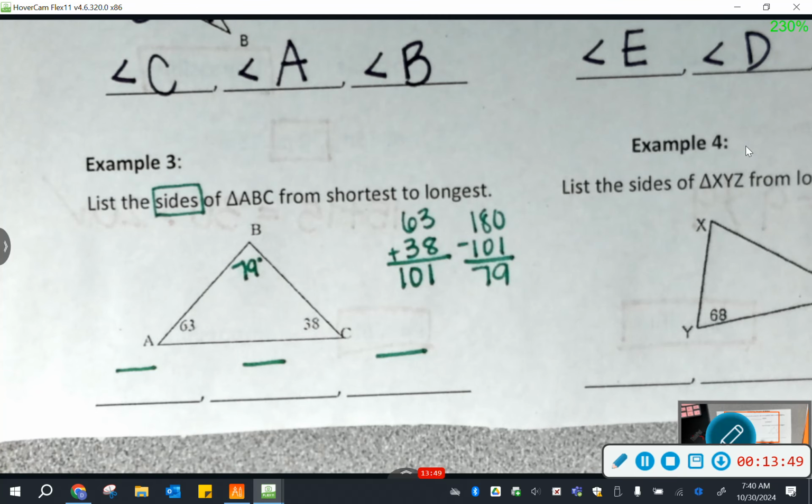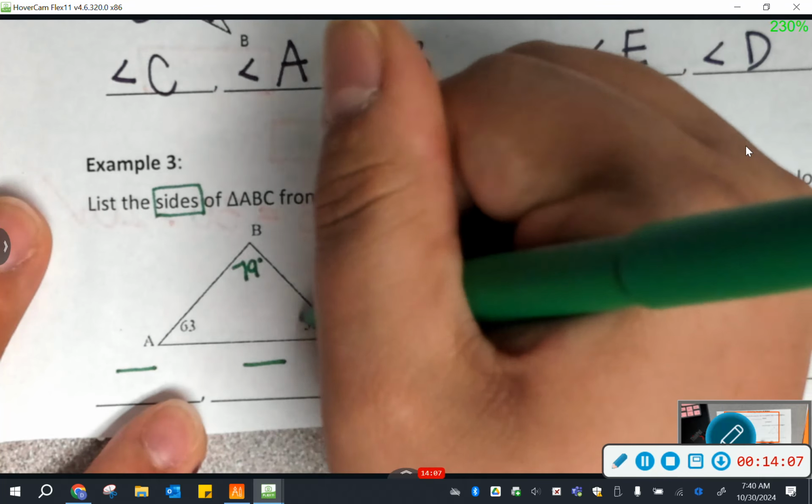Okay, what does it want me to do here? Shortest to longest. Well, for sides, you are going to take the smallest angle if you want the shortest. What is the smallest number here? So circle 38 and be careful.